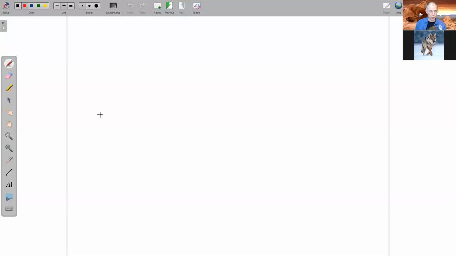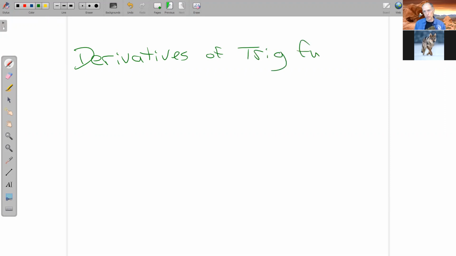We're going to look at derivatives of trig functions. So back in section 3.2, I calculated the derivative of the sine.